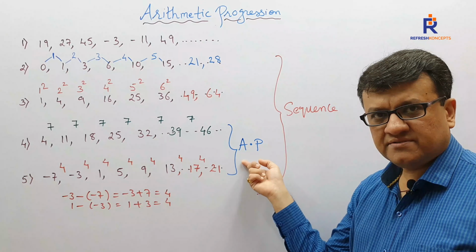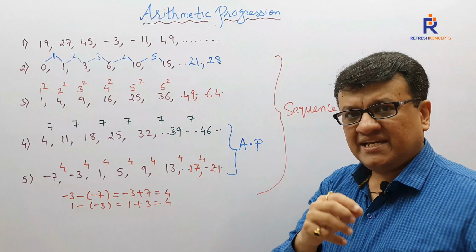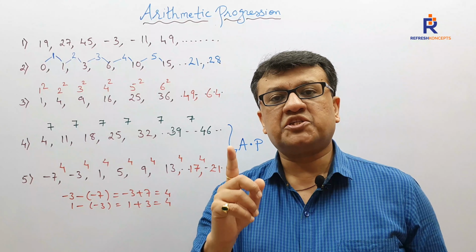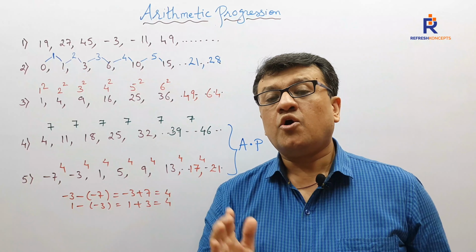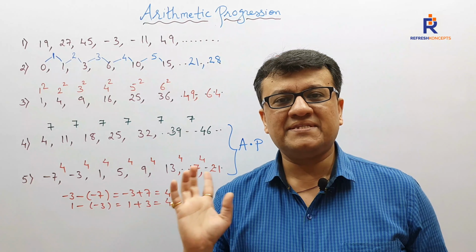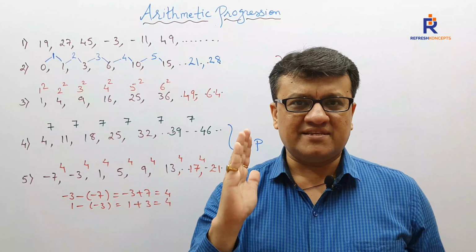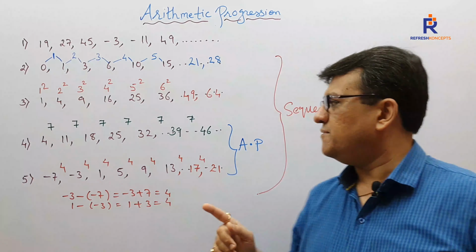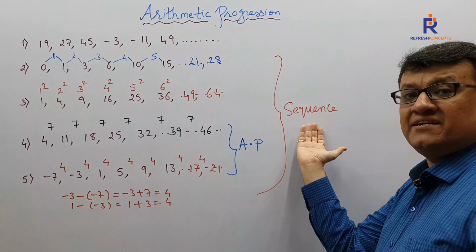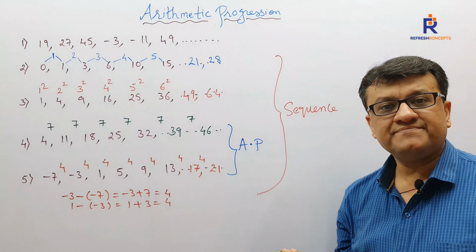Are you getting me, children? What's the difference between a sequence and an AP? Right? So can we say a general statement? A general statement is stated as: all APs are sequences, but all sequences are not AP. You can check. All the APs are lying under sequence, but all the sequences are not lying under AP.